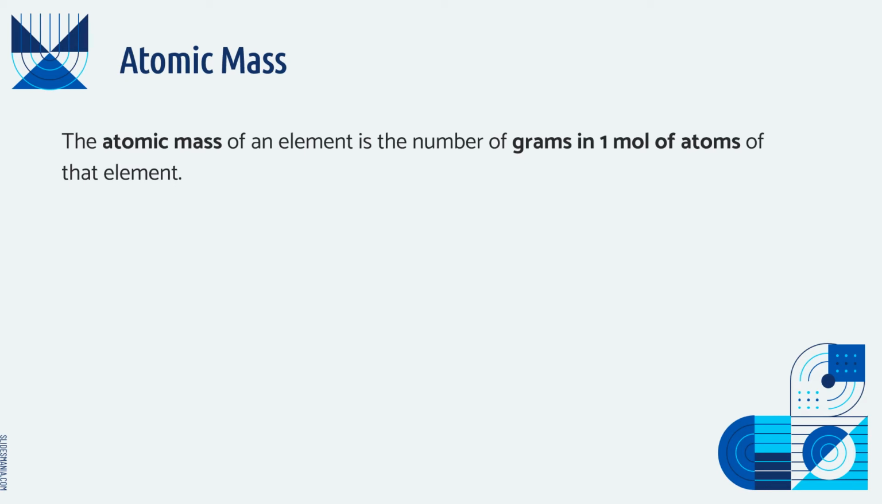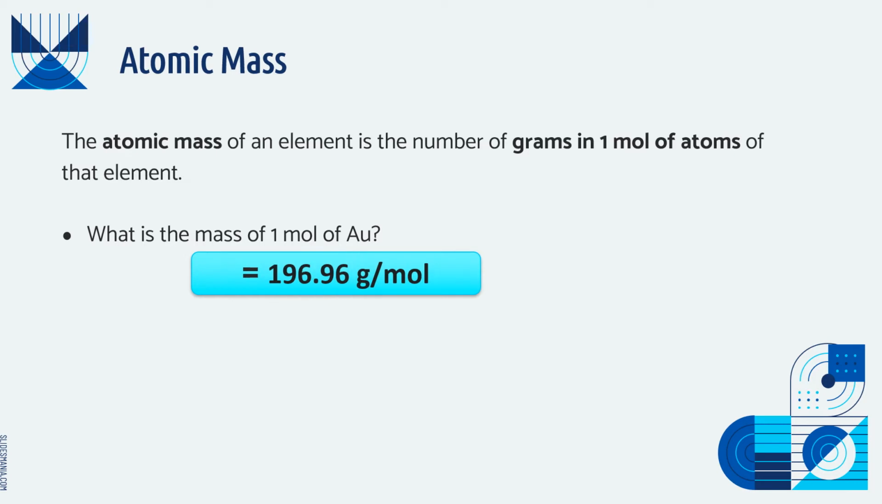If you still remember the atomic mass, we use the atomic mass to get the mass of a certain substance in 1 mole of that substance. So the atomic mass of the element is the number of grams in 1 mole of atoms of that element. What's the mass of 1 mole of gold? That's 196.96 grams per mole. So the mass of gold is the atomic mass of gold.